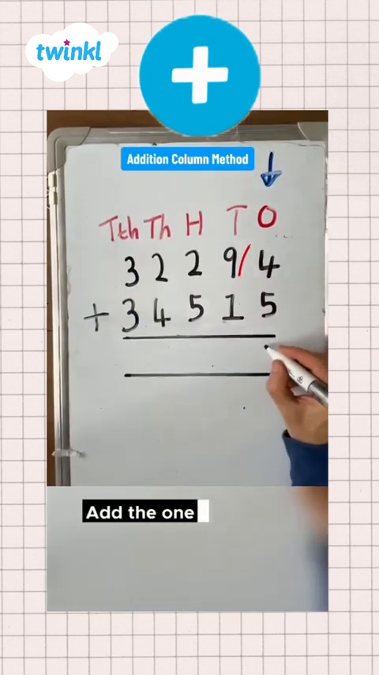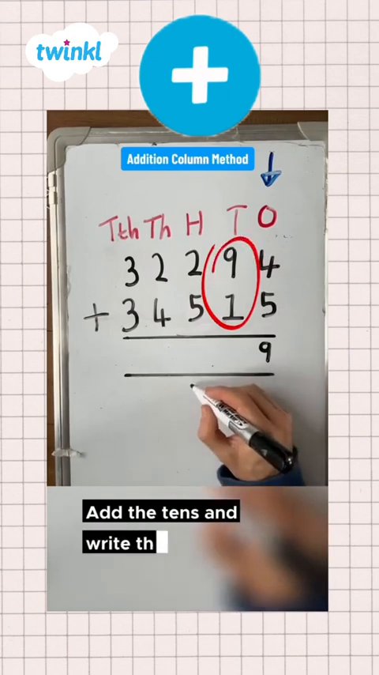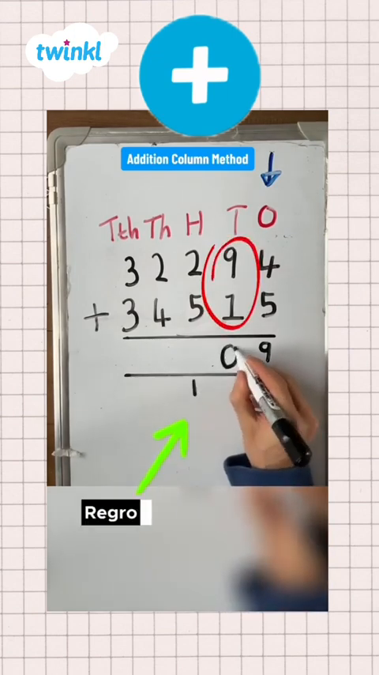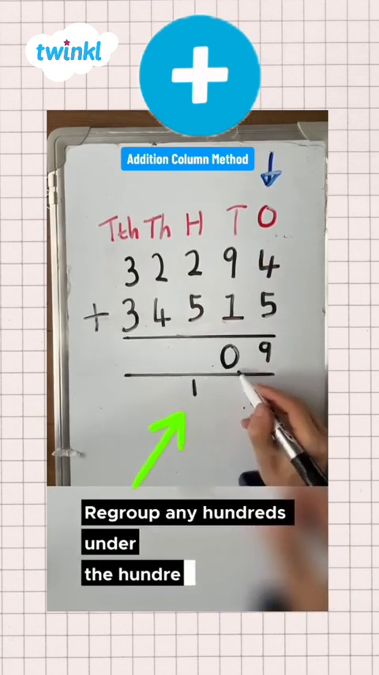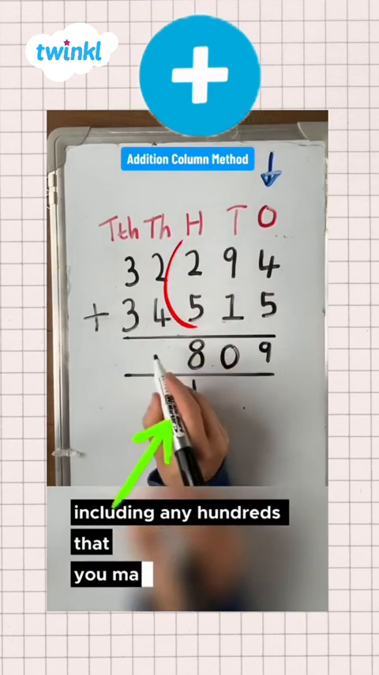Add the ones and write the answer under the ones. Add the tens and write the answer under the tens. Regroup any hundreds under the hundreds column. Add the hundreds, including any hundreds that you may have regrouped.